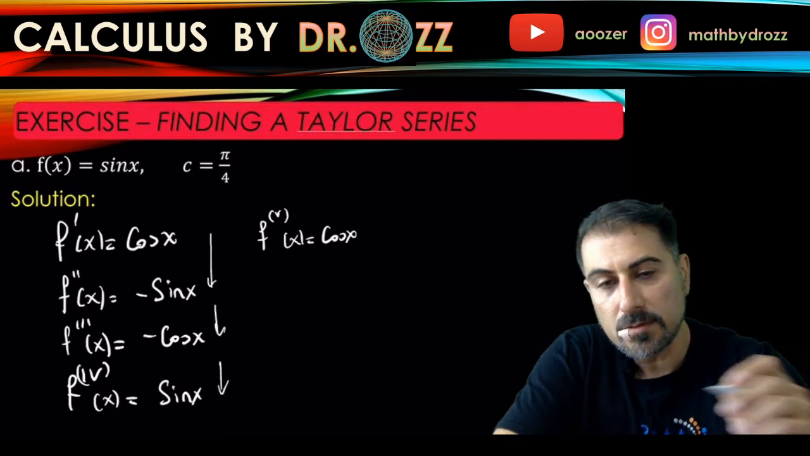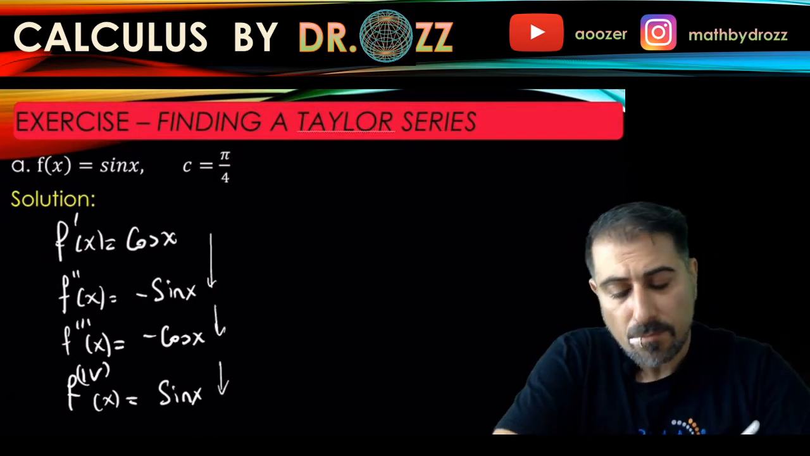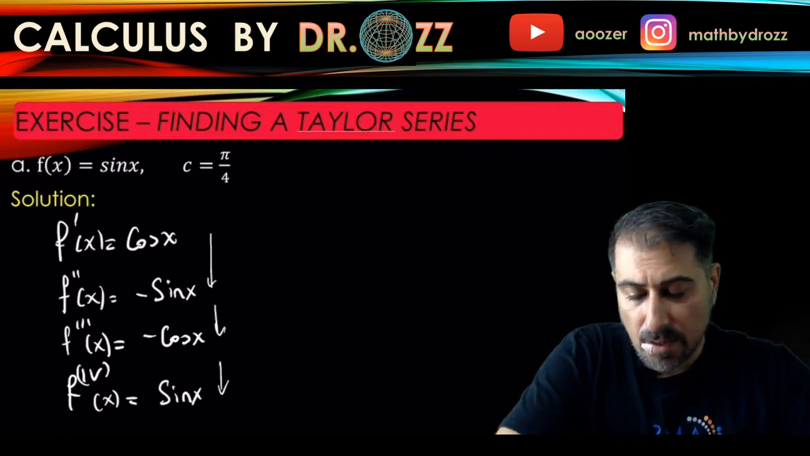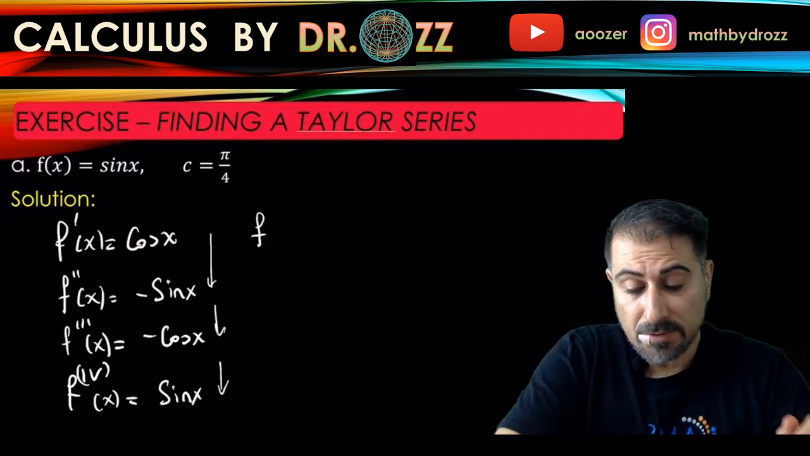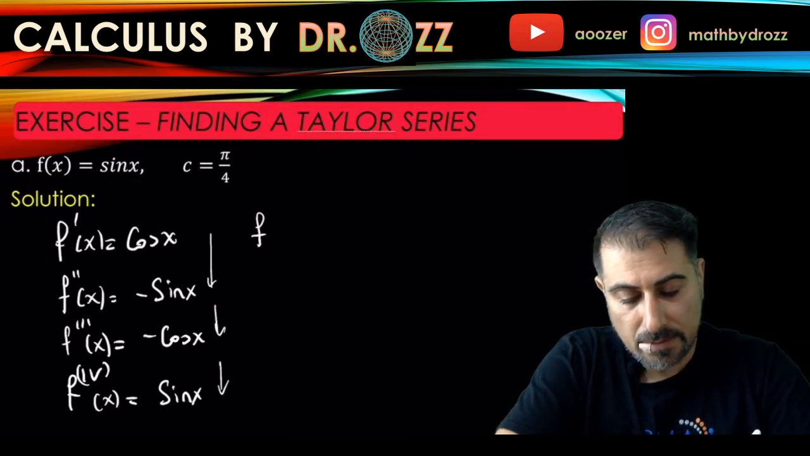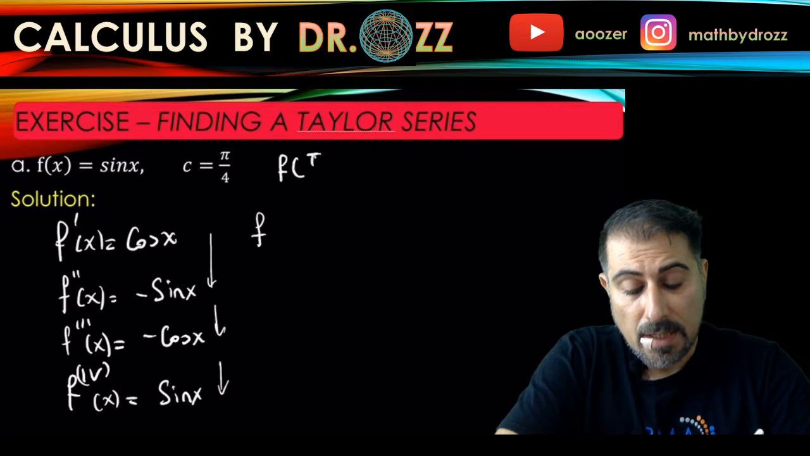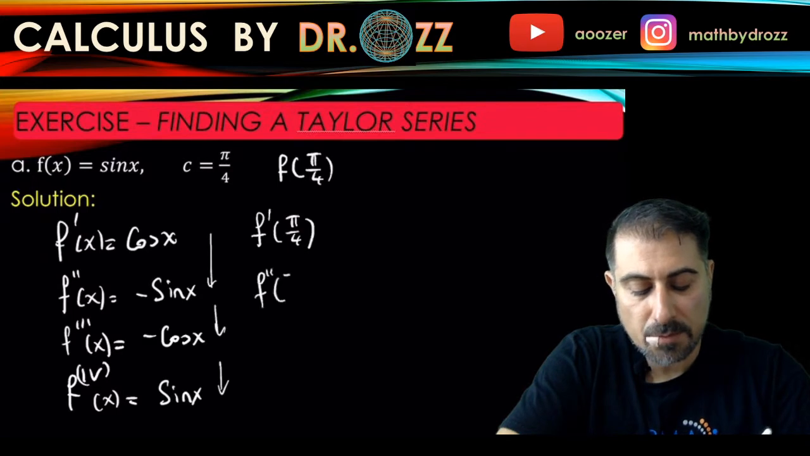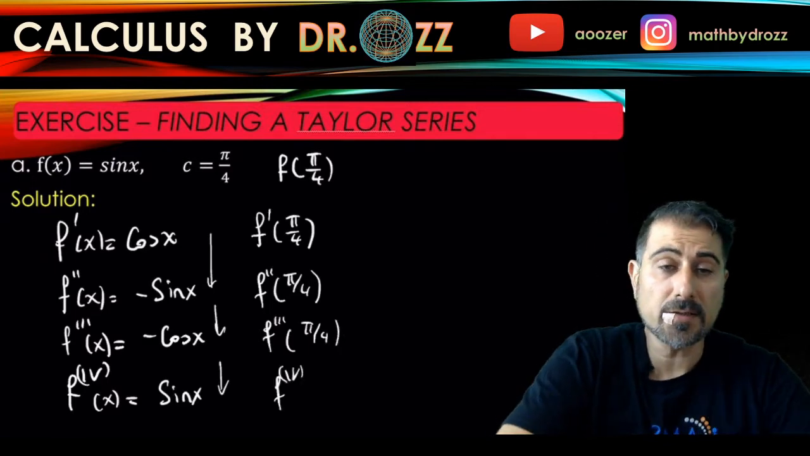So all I want to do now is to evaluate the function itself and the derivatives at pi over 4. So I'm going to evaluate f at pi over 4, f prime at pi over 4, f double prime at pi over 4, and triple prime, and finally the fourth derivative, and then all the rest is going to repeat themselves.